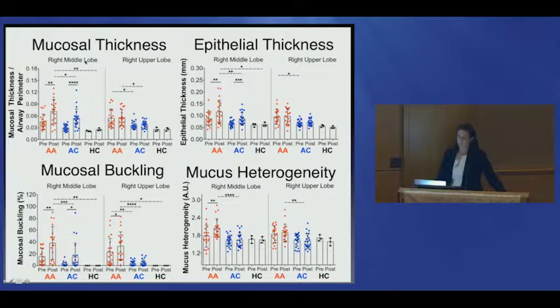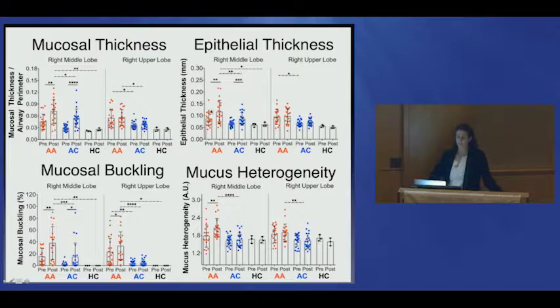And this is a busy slide, but this summarizes what we saw with the OCT metrics here. Concentrate first on the mucosal thickness. The right upper lobe was the lobe that just received the diluent control. And you can see there was no real difference from day 1 to day 2 in any of the groups. There was a difference between the groups, however. But in the right middle lobe, where they received the allergen, you can see a marked increase in mucosal thickness from day 1 to day 2, both in the allergic asthmatics and in the allergic controls. And as to be expected, nothing really in the healthy controls, as they weren't allergic to what we gave them.